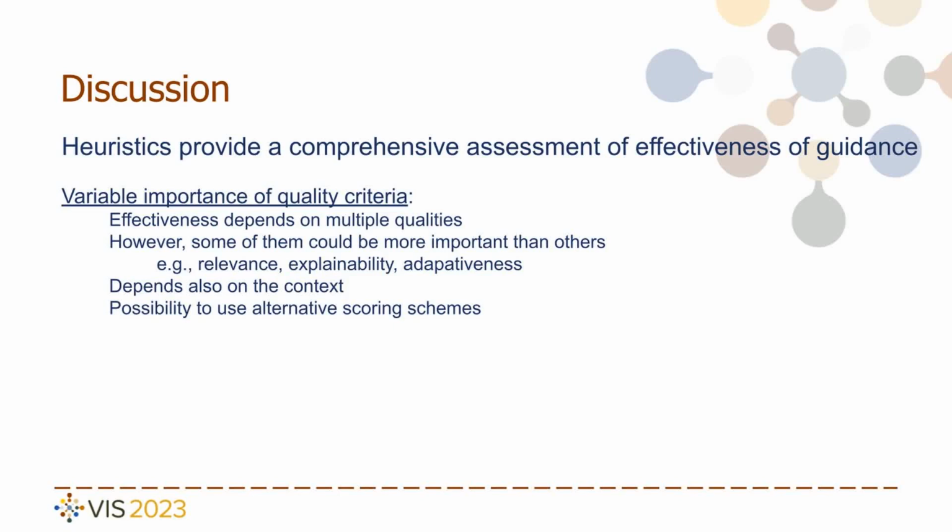Moving to the discussion, we can say that our heuristics can provide a comprehensive assessment of the effectiveness of guidance-enhanced visual analytics systems. As we have seen, the effectiveness of guidance depends on multiple factors. Currently, each of these criteria is rated equally by the heuristics. However, some of them could be more important than others. This opens the possibility for alternative scoring systems.